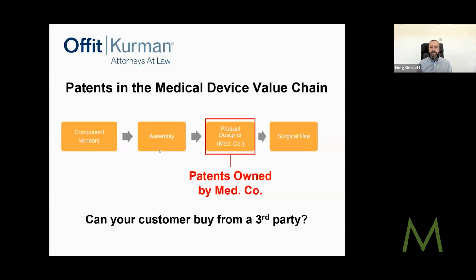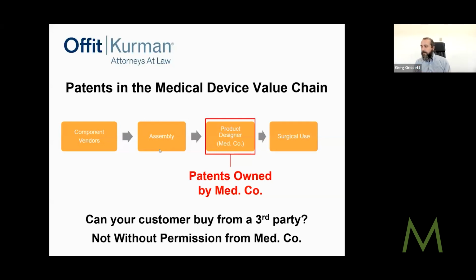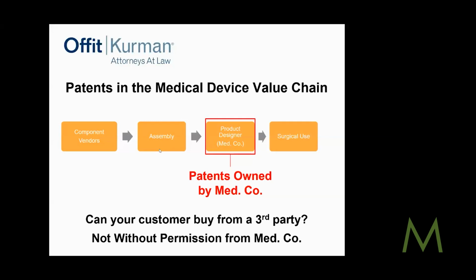So here is a very simple, basic value chain. You've got components that go into assembly, that's made into a product that is then, let's say in this example, implanted into the body via surgeon or surgical use. Now, the initial case is patents owned by Medco for this product, which is where you start, in my view. And what these patents do is essentially prevent your customer from buying it elsewhere, or prevent your competitors from selling it to your customer. So can your customer buy from a third party? Well, not without permission from Medco, because patent rights are about permission and unauthorized use of a product.